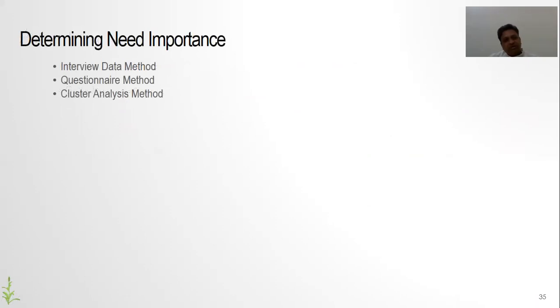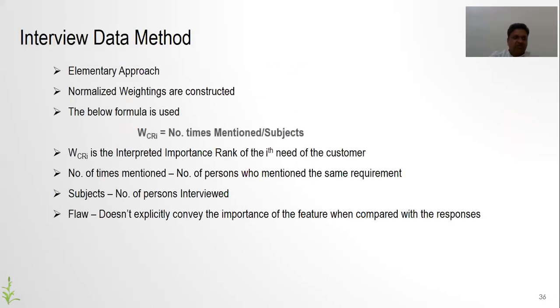Determining the need importance: interview data method, questionnaire method, cluster analysis method. In the first one, the interview data method, an elementary approach should be maintained. Normalized weightings are constructed. The below formula is used to validate that. Here, weighting of criteria equals number of times mentioned divided by subjects. WCRi is the interpreted importance rank of the ith need of the customer.